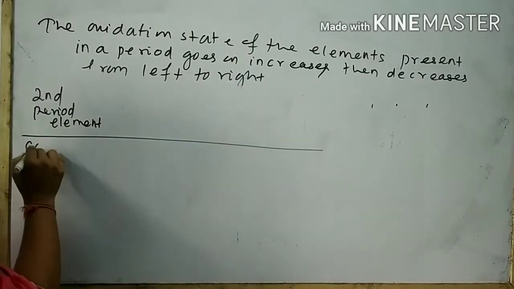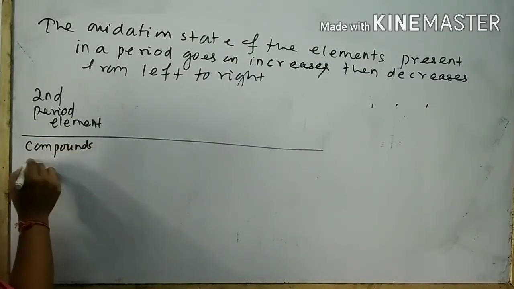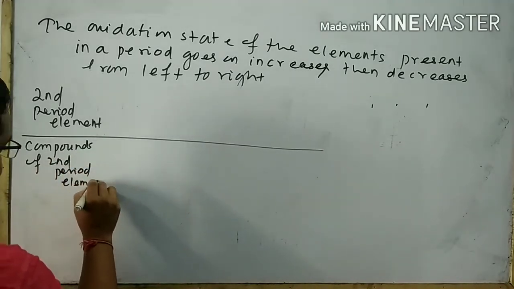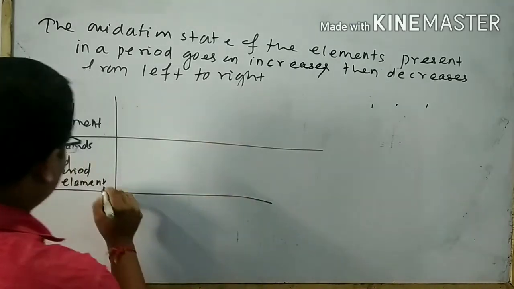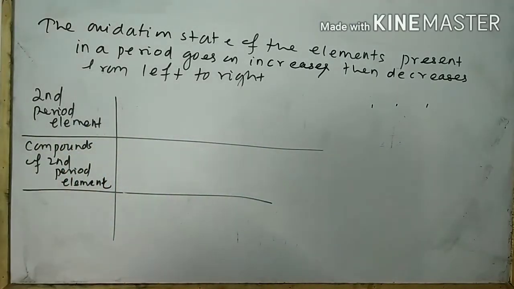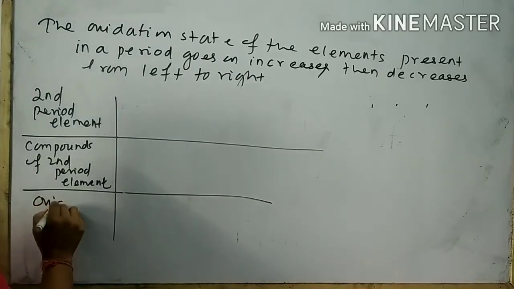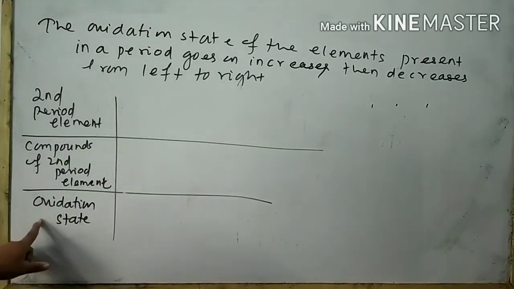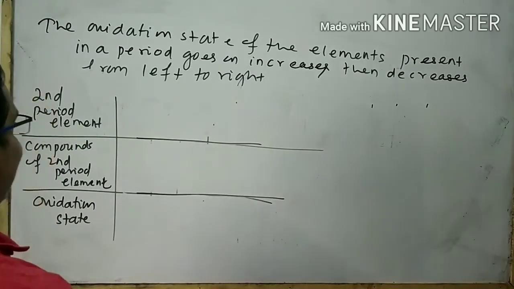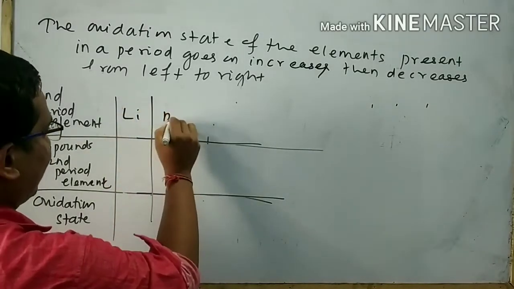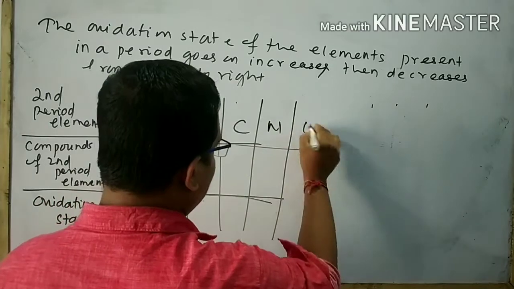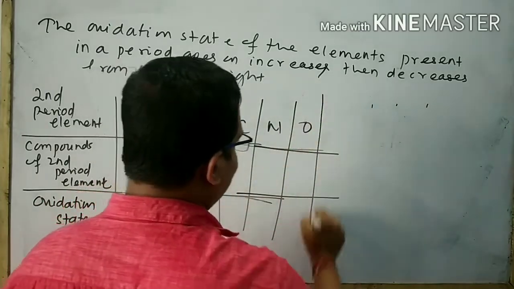Suppose I think about the compounds of second period elements, and what is the oxidation state of the second period element in the compounds. The second period elements are lithium, beryllium, boron, carbon, nitrogen, oxygen, and fluorine.